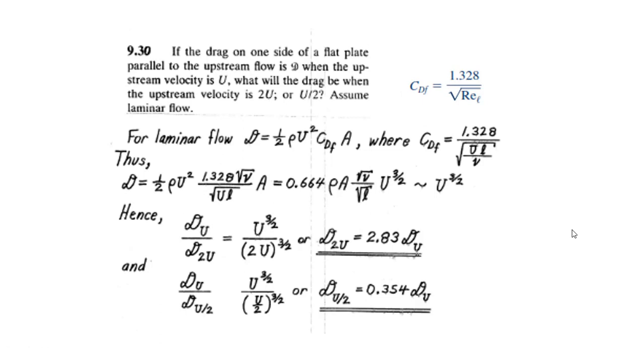Let's look at the next question. If the drag on one side of a flat plate parallel to the upstream flow is D when the upstream velocity is U, what will the drag be when the upstream velocity is twice the velocity, 2U, and half, U upon 2? Assume laminar flow. So again, this is another interesting question to look into the variation of the drag with respect to velocity.